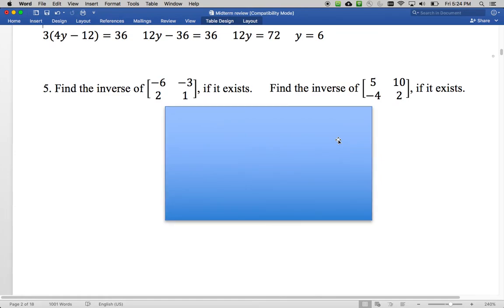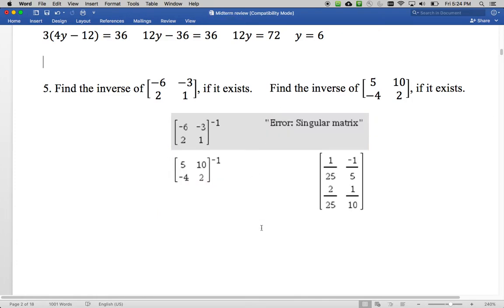Find the inverse of, so there's two different matrices that we want to find the inverses for. And I know every single one of you is just going to plug it into the calculator. So you set up the matrix in your calculator. You just raise it to the -1 power because that indicates an inverse. And notice the caveat of if it exists.